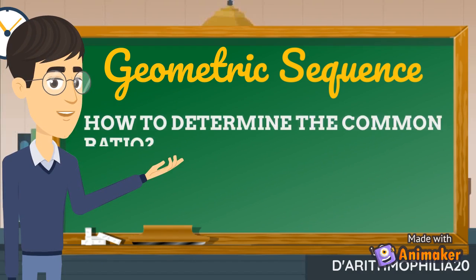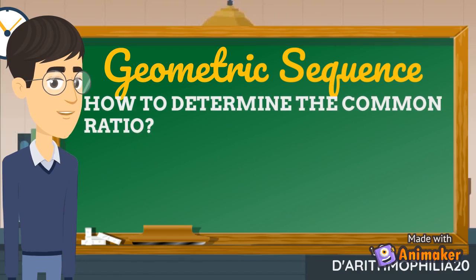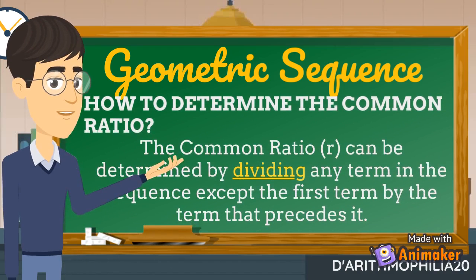Now, how can we determine the common ratio? The common ratio, r, can be determined by dividing any term in the sequence, except the first term, by the term that precedes it. Here are examples on how to get the common ratio of a given geometric sequence.